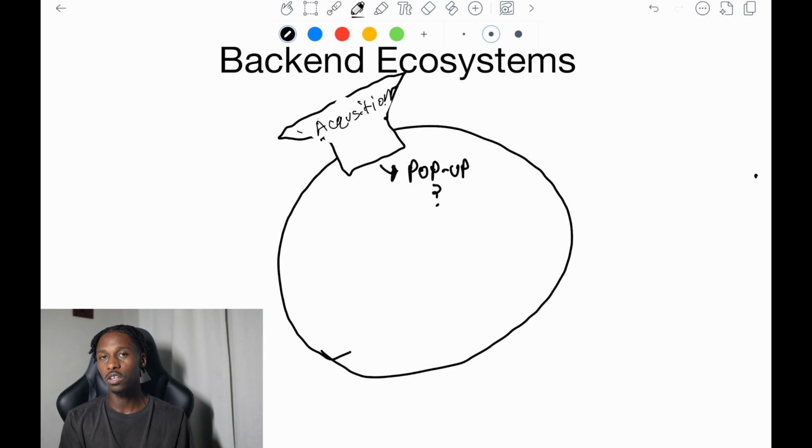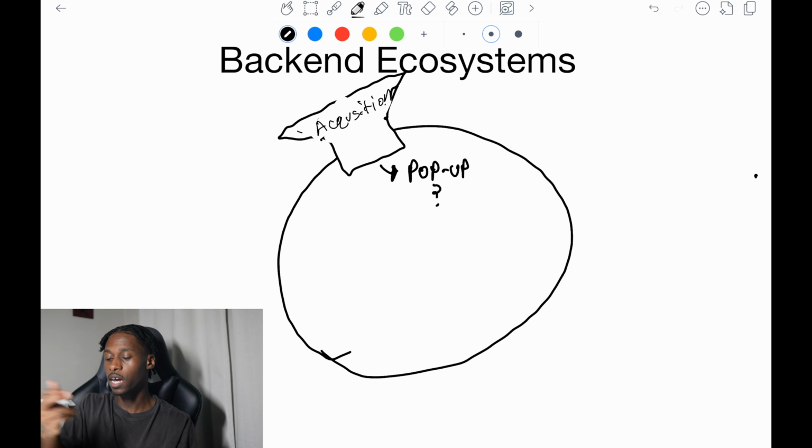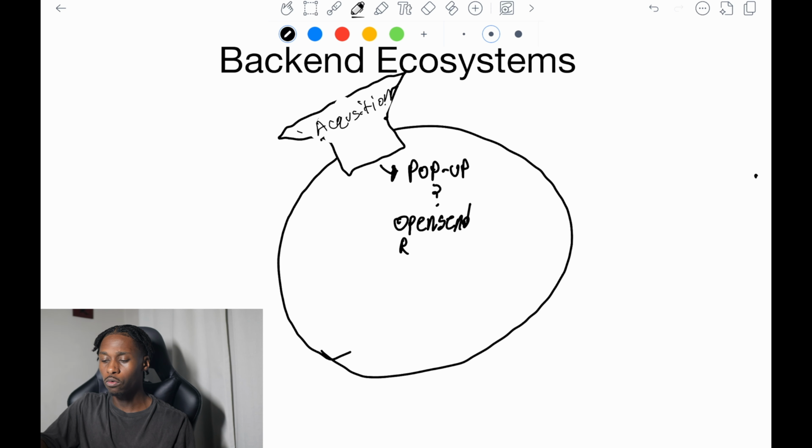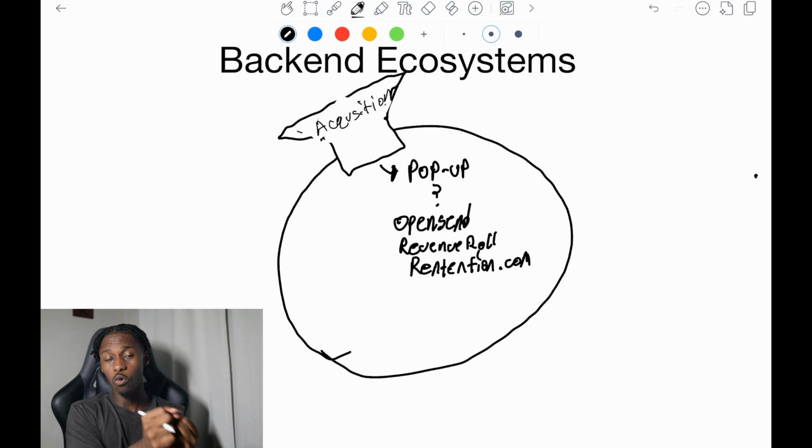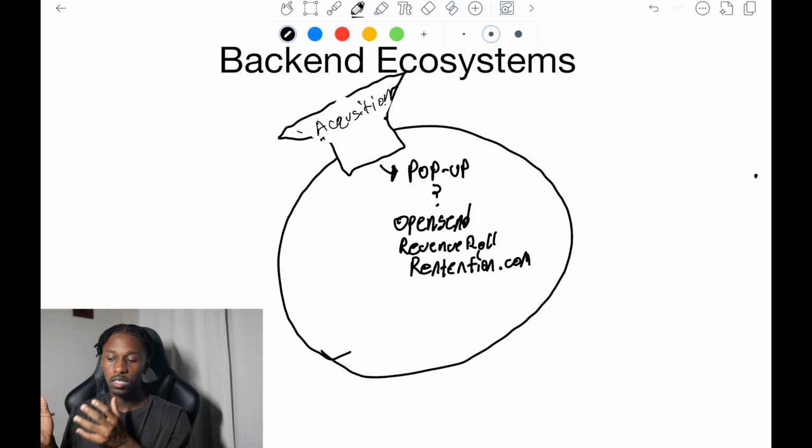A cool brand that I've been looking into and actually been using on my website right now is something called OpenSyn. There's another one called Revenue Roll I heard about. And there's another one called retention.com, I believe. This is how you capture information of people that you're spending money to acquire on your store if they don't actually sign up. So this is a small amount of how we can capture more people to be a part of our ecosystem. Something like OpenSyn, I use it for my brand. I just signed up for it.